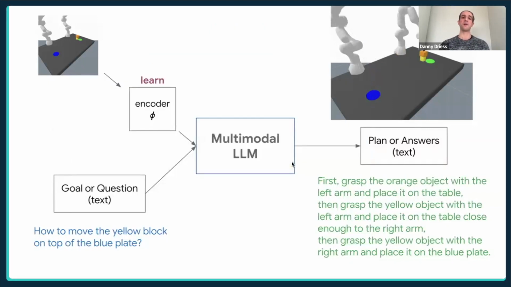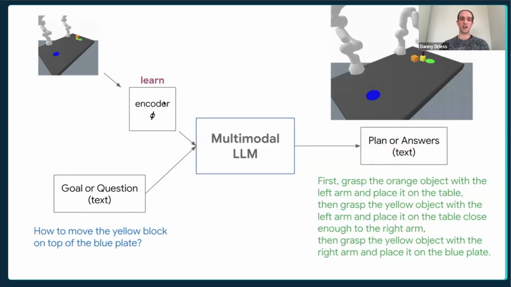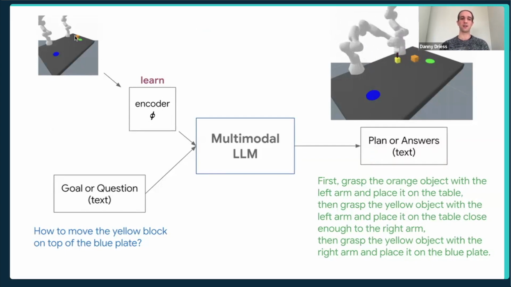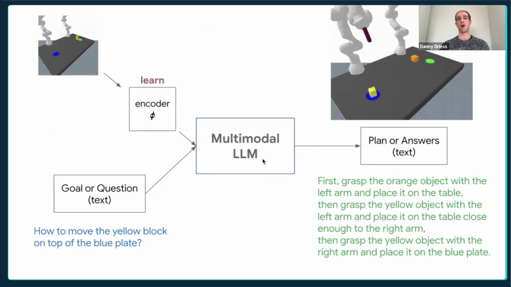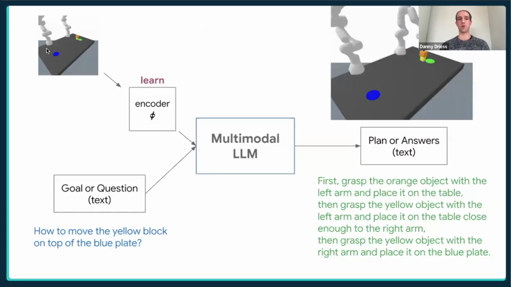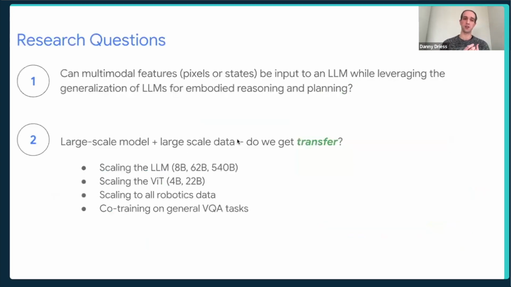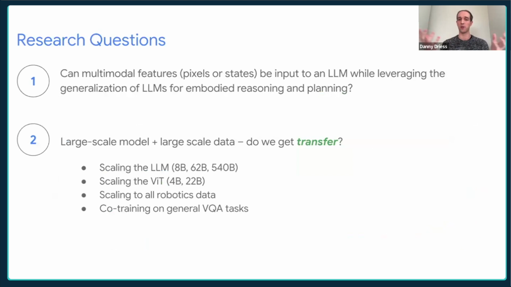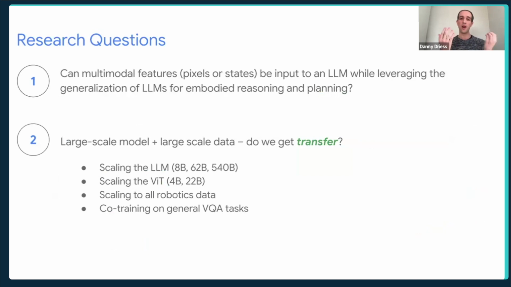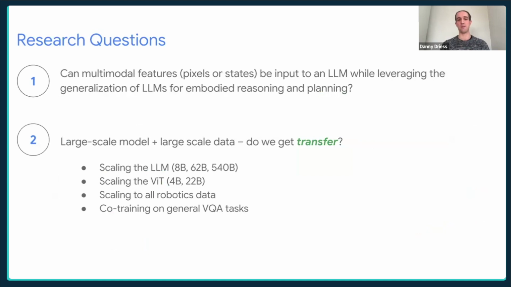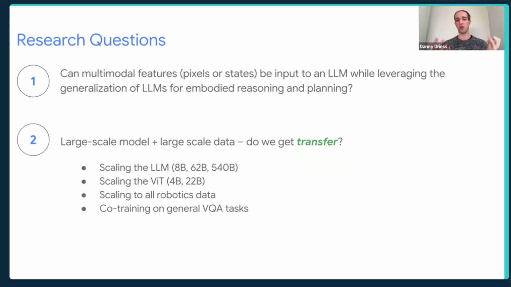So the idea of PaLM-E was that instead we can learn an encoder which maps the raw sensor information directly into this model, so that this encoder can basically figure out what are the details that need to be conveyed to the model to solve this task. Our research questions were, how can we build such a multimodal model for robotics, so for embodied reasoning and planning? And what happens if we scale up? We scaled this model up to 562 billion parameters and to a lot of robot data and general VQA data.